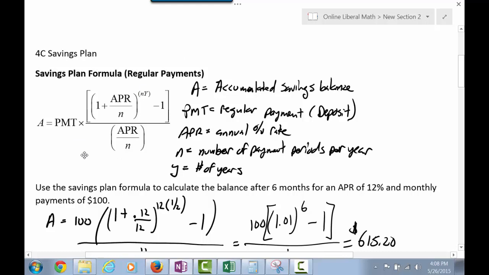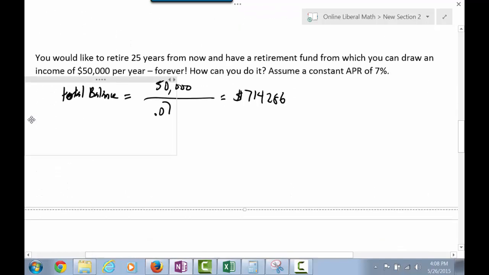Let's go the other route. Let's solve for the monthly payment, knowing how much we want to have in the account. In a very simplistic sense, we have payment times this fraction. To get rid of the fraction, we multiply by its reciprocal, which means these two things switch places and are multiplied by the A, the accumulated savings balance. That should tell us how to figure out a payment.